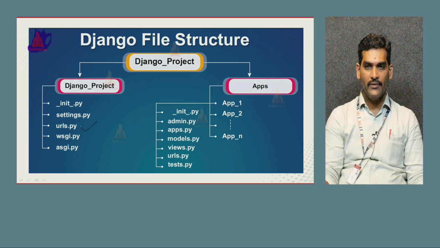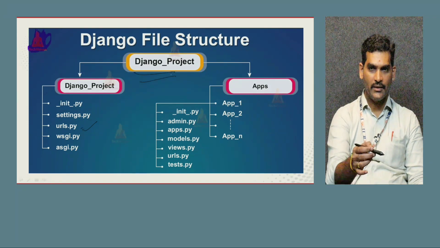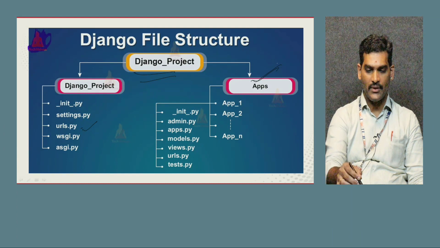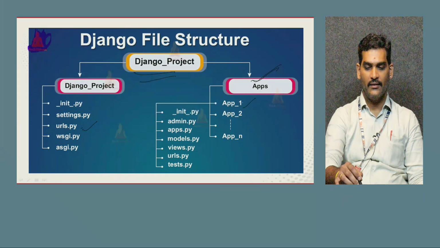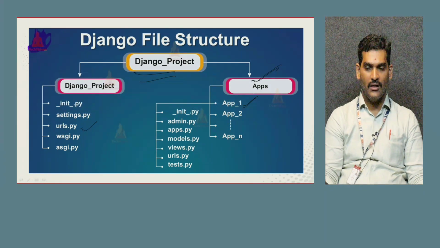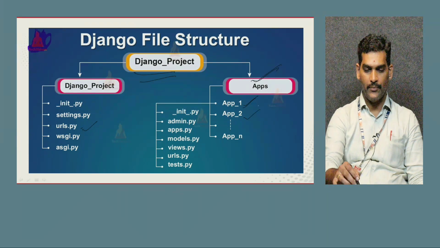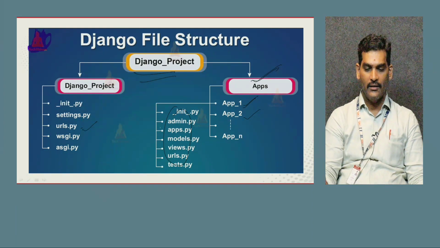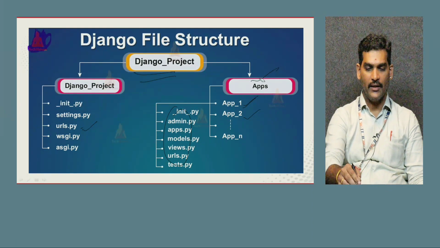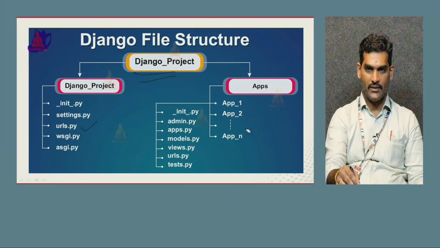Under one particular Django project, we can create any number of apps. In app 1, this data will be there: init.py, admin.py, apps.py, models.py, views.py, urls.py, tests.py, like that. All these have different purposes. We will see them one by one later. That is related to app 1. Whenever we create app 2, it also has this same set of files. Like that, we can create any number of apps under a single project.